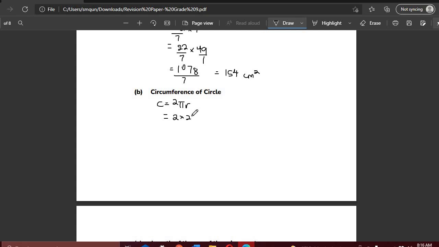So it says that we must use pi is equal to 22 over 7. So that is why when I substitute for pi, I'm writing 22 over 7 there. Okay, R was 7 centimeters. So I'm going to put 7 in place of R. And like I said, if you want, you can write the whole numbers as fractions by putting it over 1.